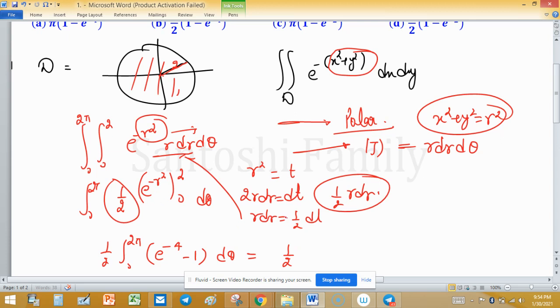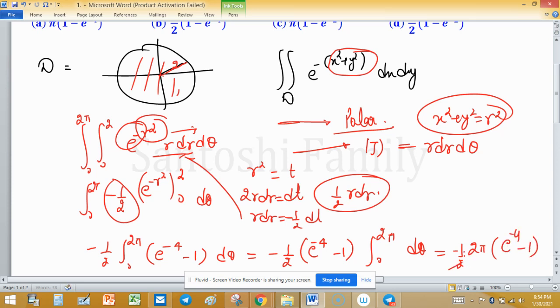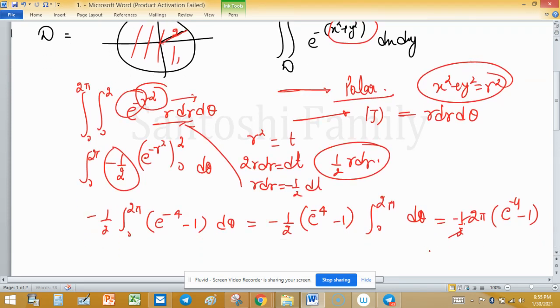Also a negative sign will be there because of the minus that appeared here, so minus, minus also, so minus e raised to the power minus 4 minus 1, integral 0 to 2 pi d theta will be 2 pi, and minus half of this, e raised to the power minus 4 minus 1, the 2 cancels out by 2, and you can write 1 minus e raised to the power minus 4 into 2 pi.